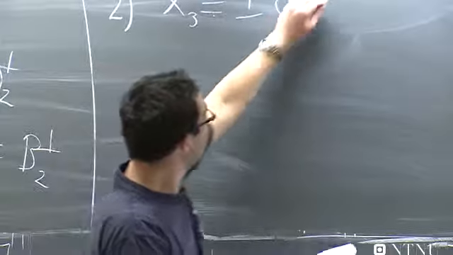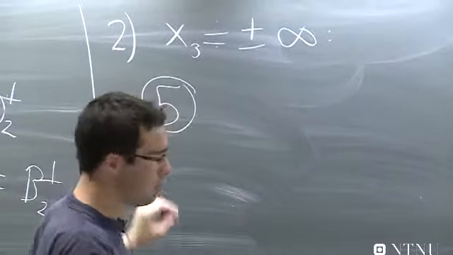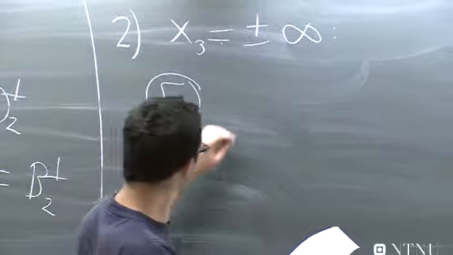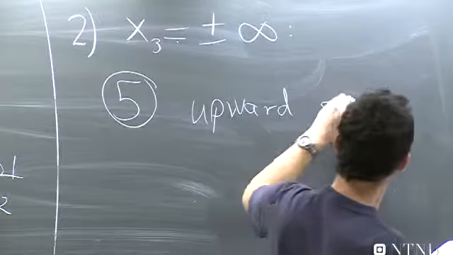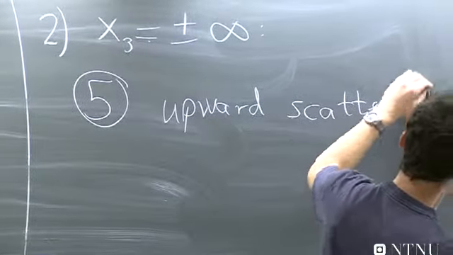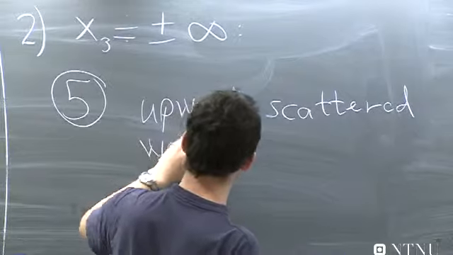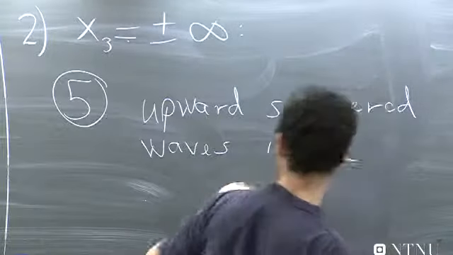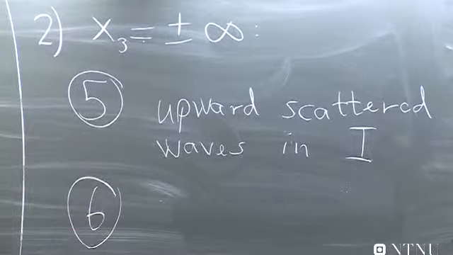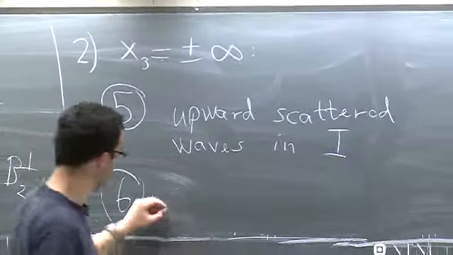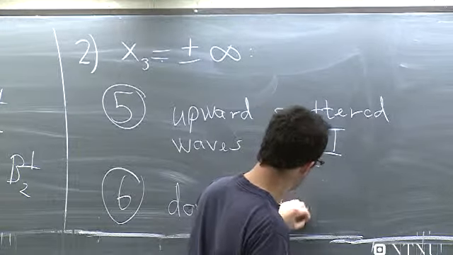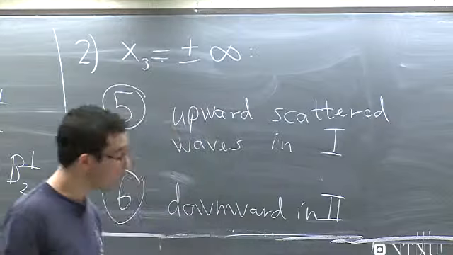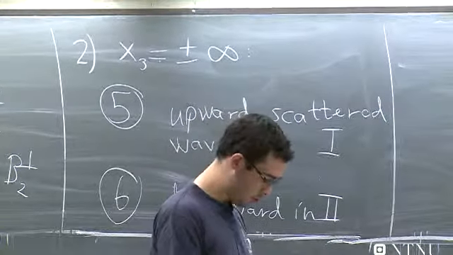Okay? So let's see. 5, we only have upward scattered wave in medium 1. The 6 is that we only have downward going waves in medium 2. Okay, that should be pretty intuitive, I hope.